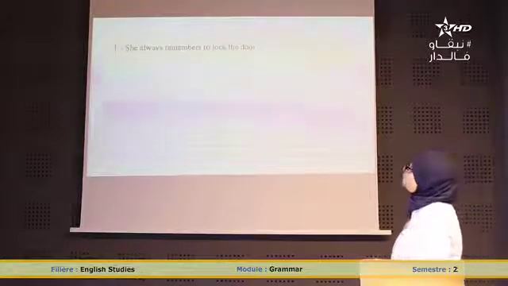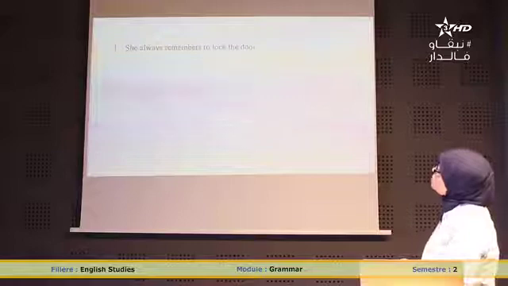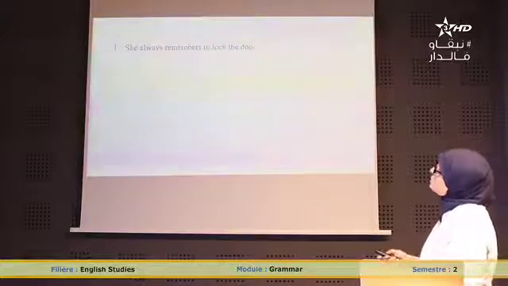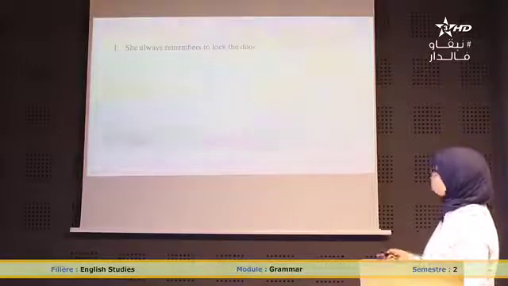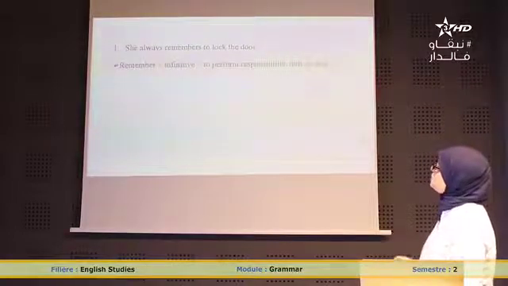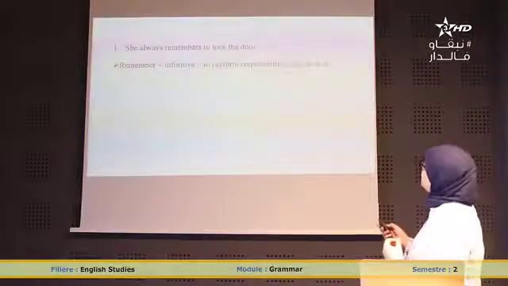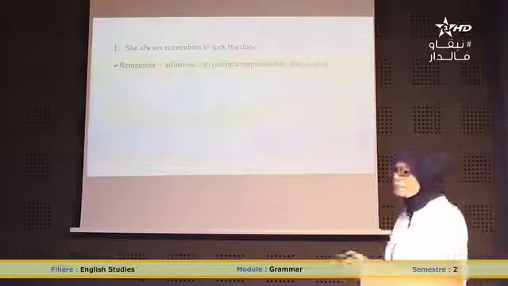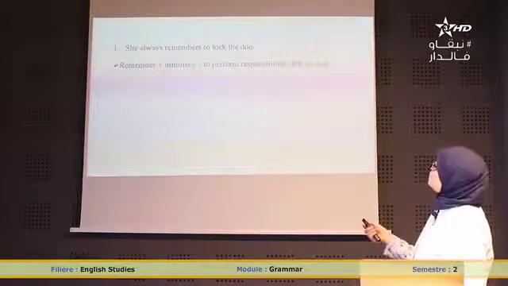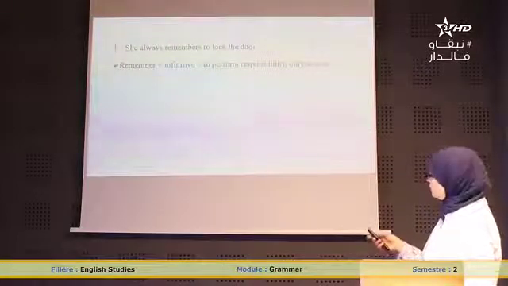Look at the first example. Now we take examples for the verb remember. She always remembers to lock the door. As you can see here, we have the verb remember plus an infinitive. When we use remember plus an infinitive, we use it when we perform a responsibility, a duty, or a task. Which means here, locking the door is part of her responsibility. So that's why we have the infinitive.